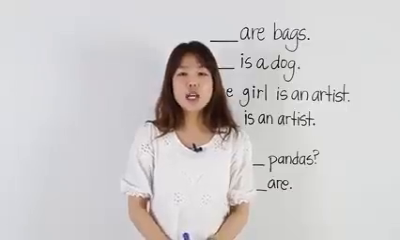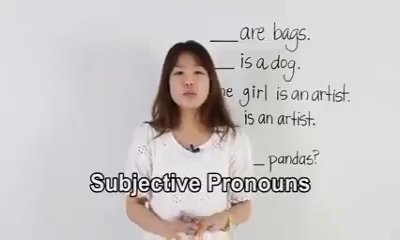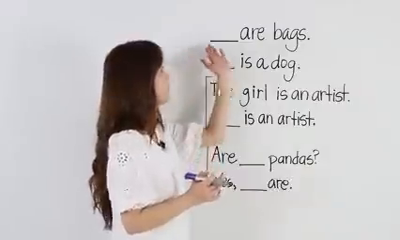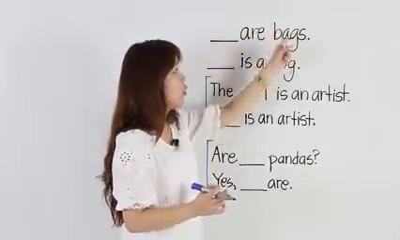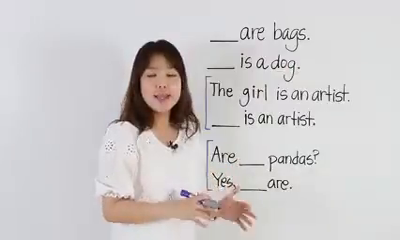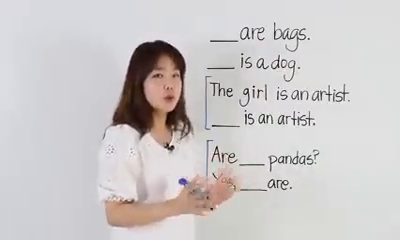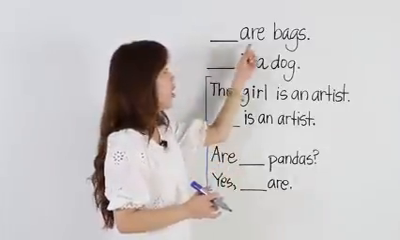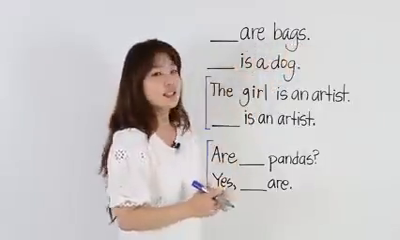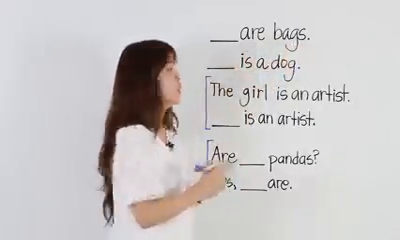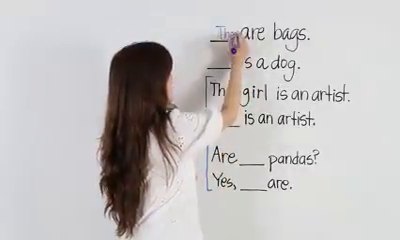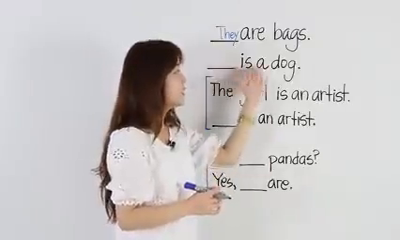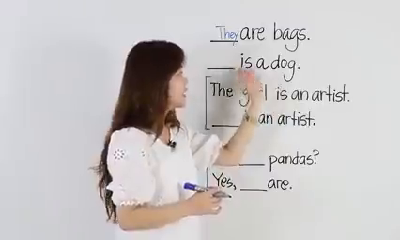Okay, this is a checkup for subjective pronouns and be verbs. Let's take a look at the board. The first sentence: are bags. Now, bags are things, so we can't say he or she or any of those. We have to use it or they. Now, we have are bags with an S, so that means more than one. We have to use they. They are bags.